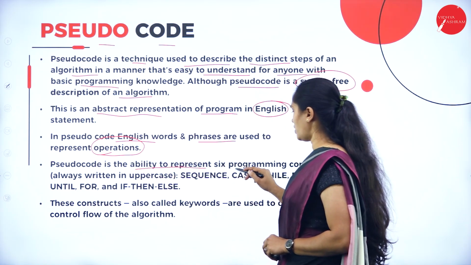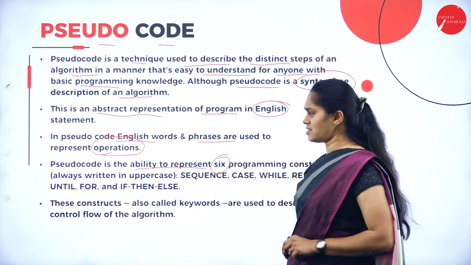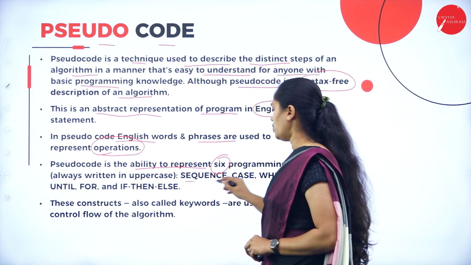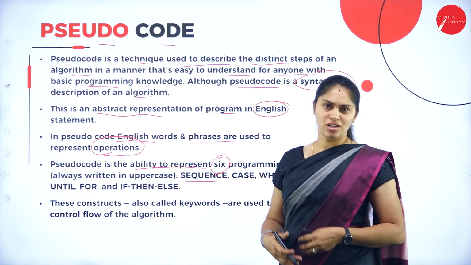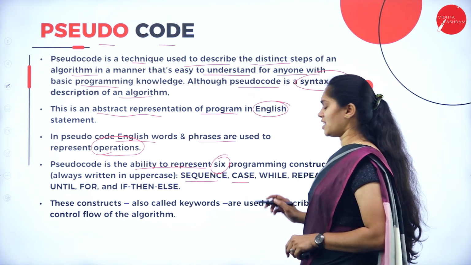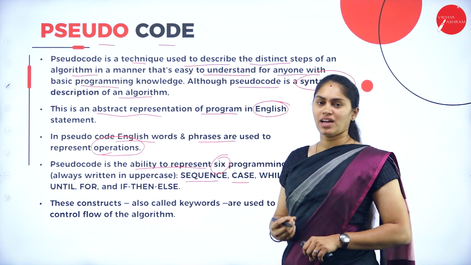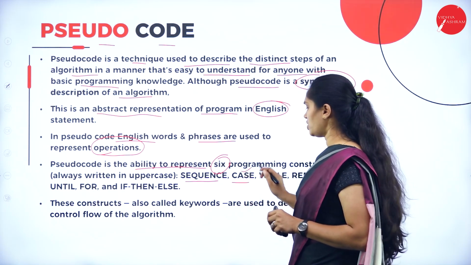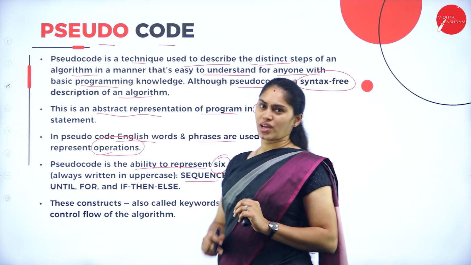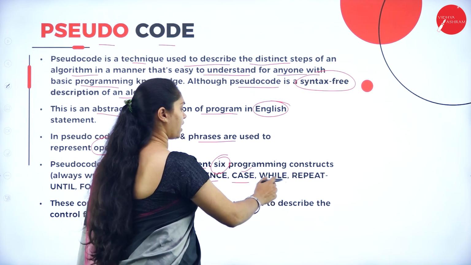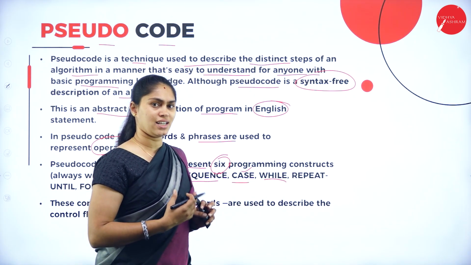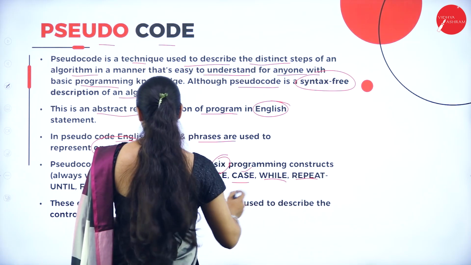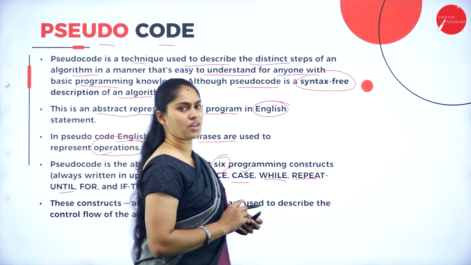Mainly it has the ability to represent 6 kinds of programming constructs, and we always write them in uppercase. They include sequence, one instruction after another instruction, and case. When we have to make a choice amongst different choices, at that time we use this case, the switch case. And while, in order to check the condition beforehand, we use this while. And we have repeat until, and also we have a for loop.